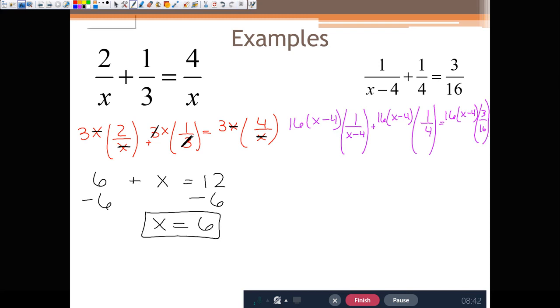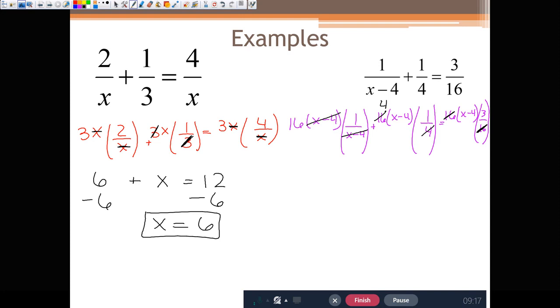This is probably one that you need to be doing on a separate sheet of paper right now. So I have an x minus 4 on top and an x minus 4 on bottom. Those eliminate. Okay. I have a 16 on top and a 4 on bottom. So what's 16 divided by 4? 4. So I can eliminate those and be left with 4. Okay, I have a 16 on top and a 16 on bottom, so those eliminate.